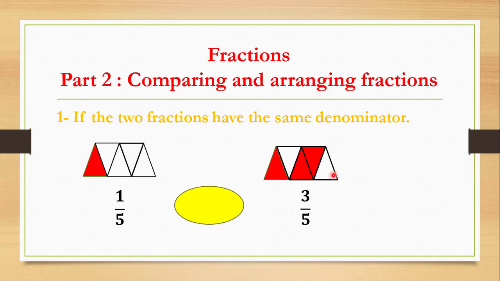You can notice that 3 over 5 is greater than 1 over 5. The red part here is greater than the red part here. So, 1 over 5 is less than 3 over 5. In general, if you have two fractions with the same denominator, just hide this number and compare between the two numerators as usual. So, hide the number down and compare between the two numbers up.